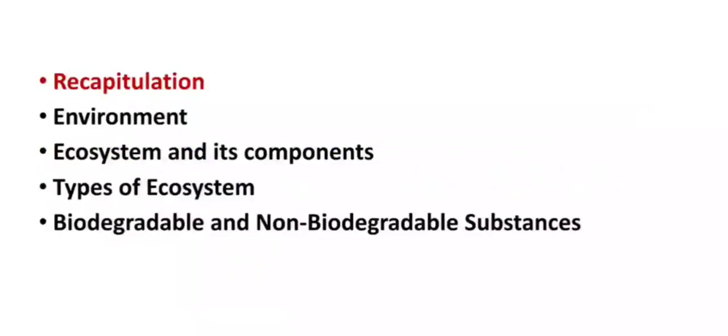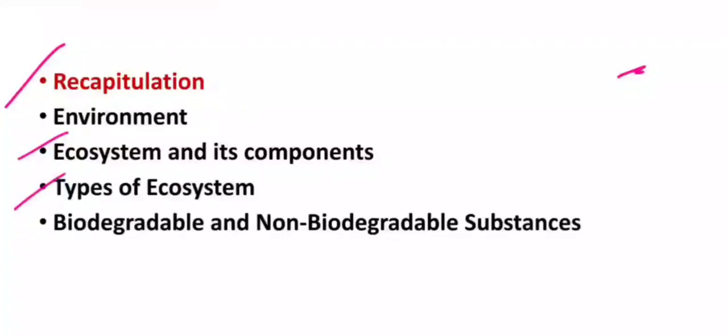Today let's recapitulate. Today we have done the definition of environment, which includes living beings and non-living beings, and these living and non-living beings interact with each other for the sustenance of life. Ecosystem and its components like biotic components and abiotic components. Biotic components are the living components, whereas abiotic components are the non-living components.